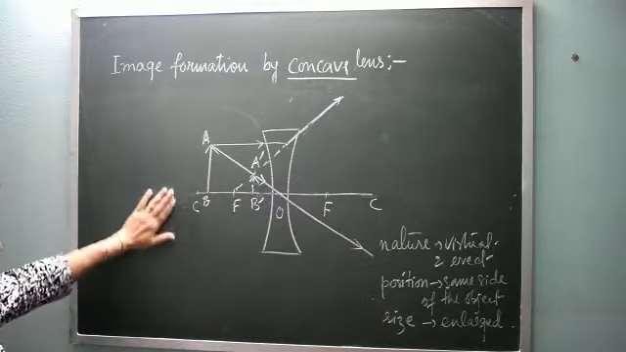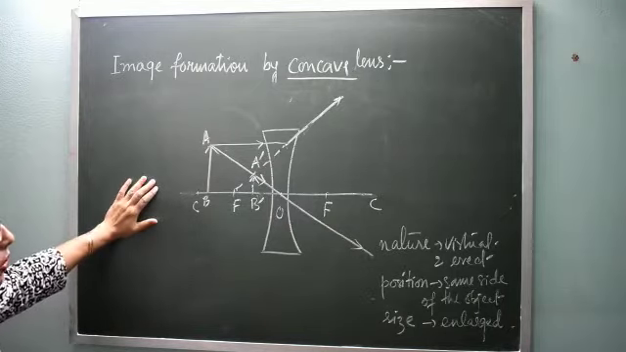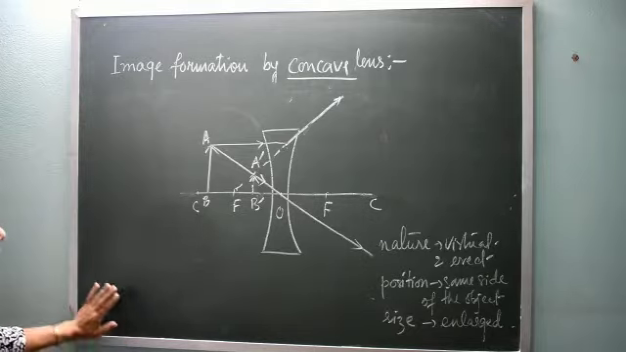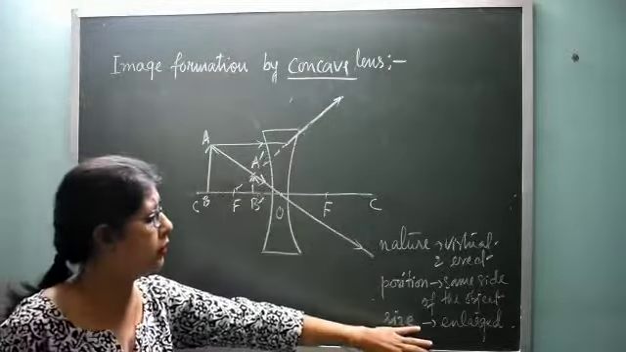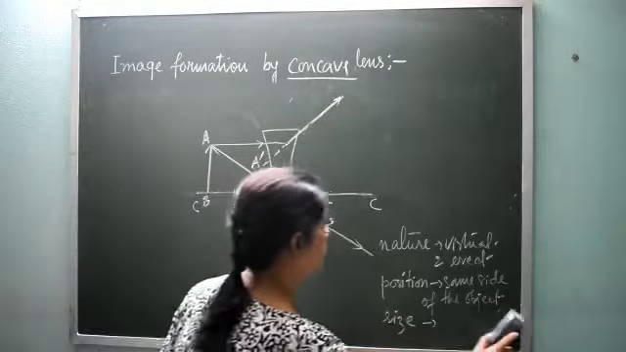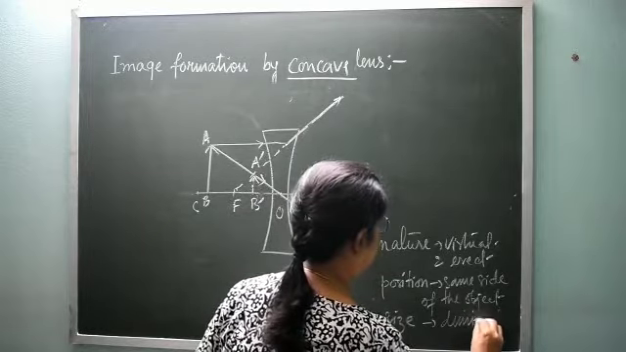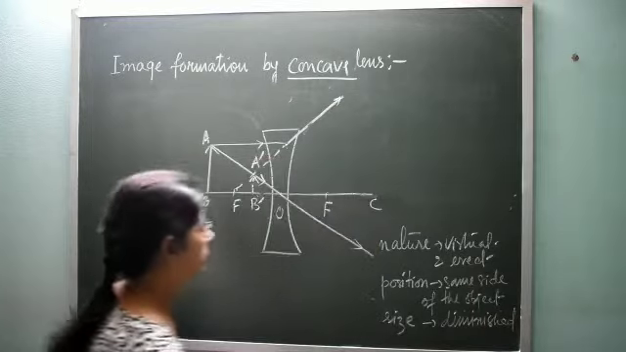So this is another important ray diagram. So please practice how to draw ray diagrams. By drawing all those figures, we come to know that a concave lens can form a virtual, erect image, and this one will be diminished.